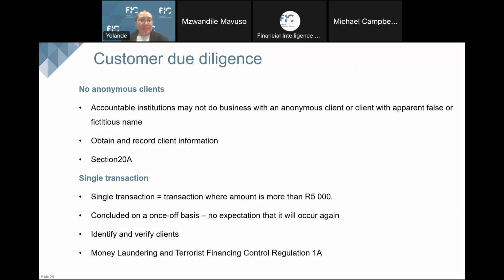Then we go on to customer due diligence. It's your obligation to identify and verify your clients. So you might already have practices in place where you do collect certain documents from clients and you do identify clients. You can just expand on that where necessary. As an accountable institution, you can't engage with any persons who are anonymous. So you can't have any anonymous clients.